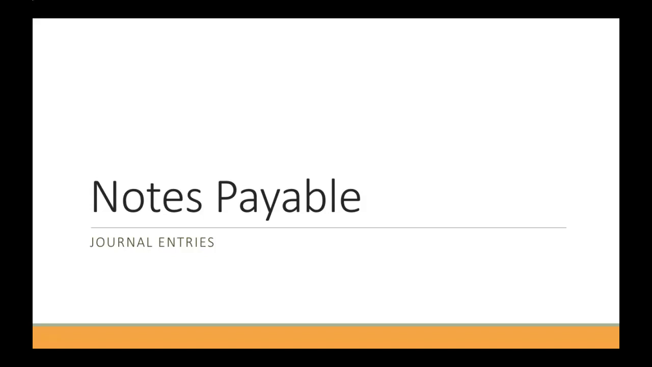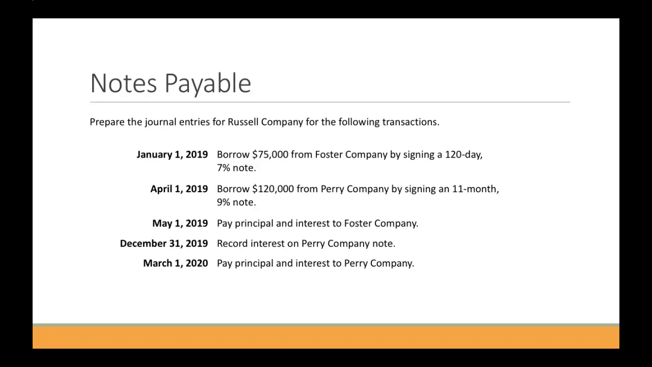Let's work through a few journal entries for notes payable. So we're told that we need to prepare the journal entries for Russell Company. On January 1st, they borrowed some money from Foster Company by signing a 120-day 7% note. On April 1st, they borrowed $120,000 from Perry Company, signing an 11-month 9% note.